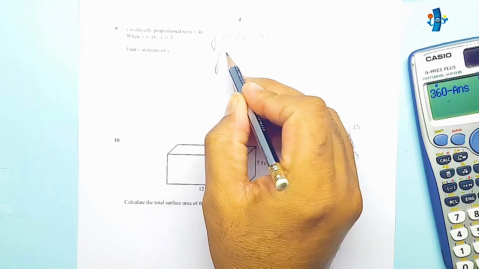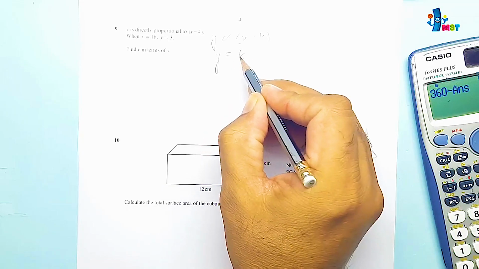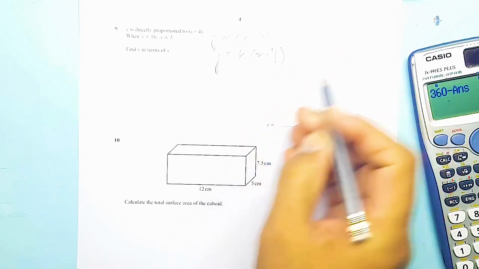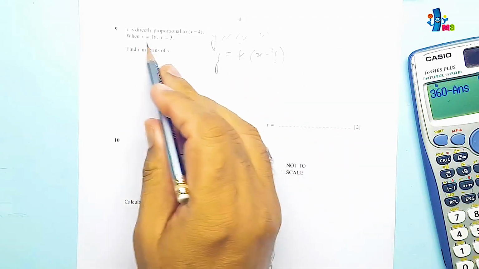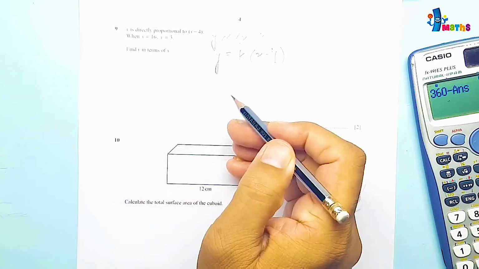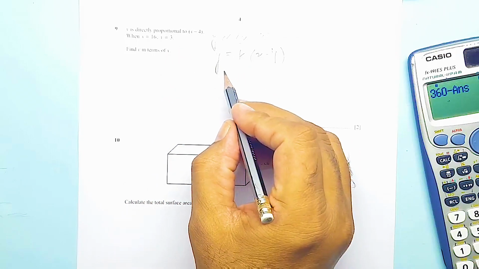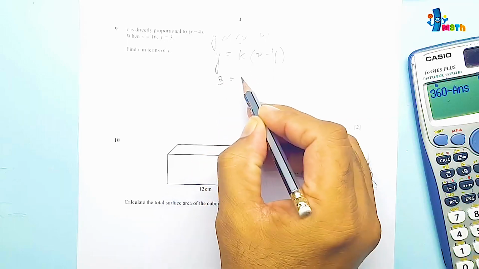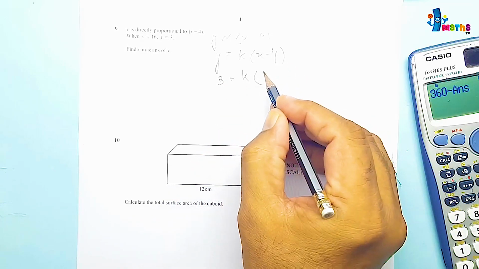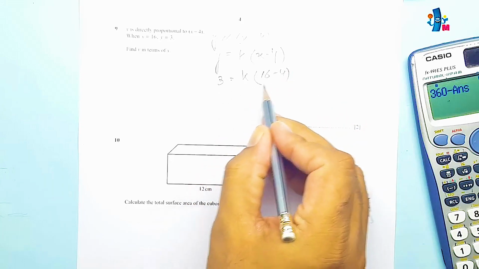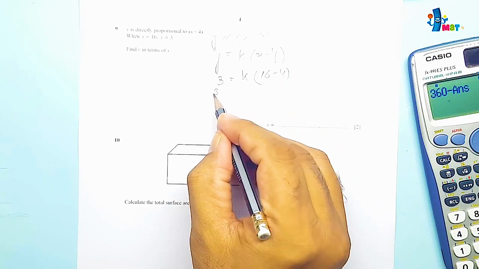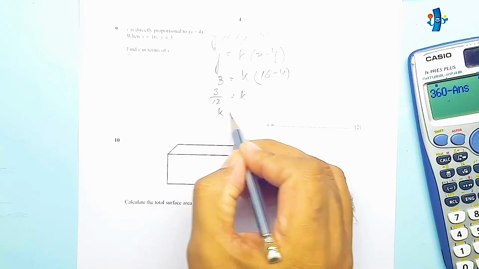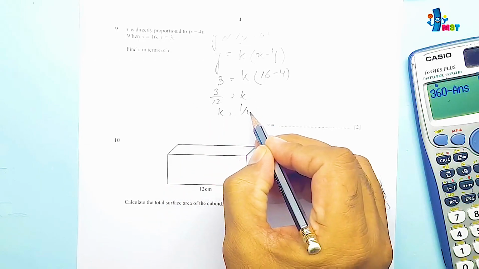So the sign of proportionality we can change into equality and put k as a constant, x minus 4, and then these are the values provided, 16 and 3. If we substitute the values, y is 3, equal to k into x value, 16 minus 4. So this will be 12. 3 divided by 12 will be equal to k. So k is equal to 1 by 4.